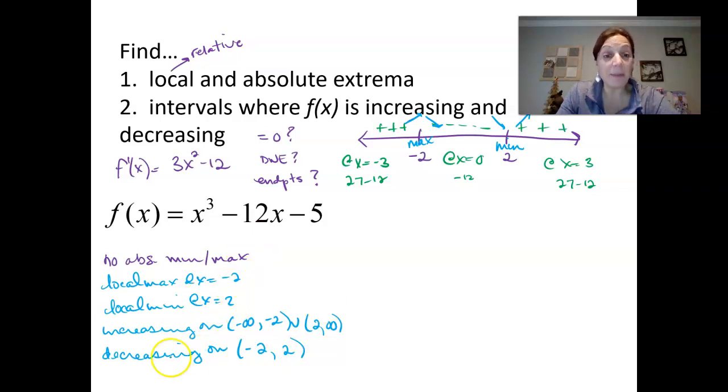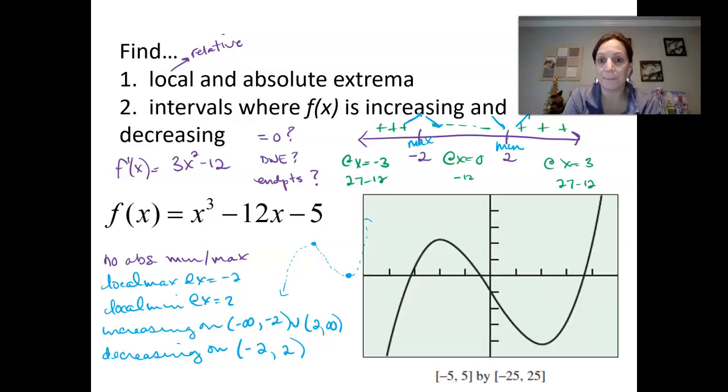All right, so from this, I could make a really pretty good sketch of my function, right? I know it starts at negative infinity because it's cubic. It's going to increase for a while. It's going to hit a max at x is negative 2. It's going to start decreasing. At x is positive 2, it's going to start increasing again. I don't know the y values. I don't know how steep the little peaks and valleys are, but I know the general shape of the graph from this. And here's the picture.